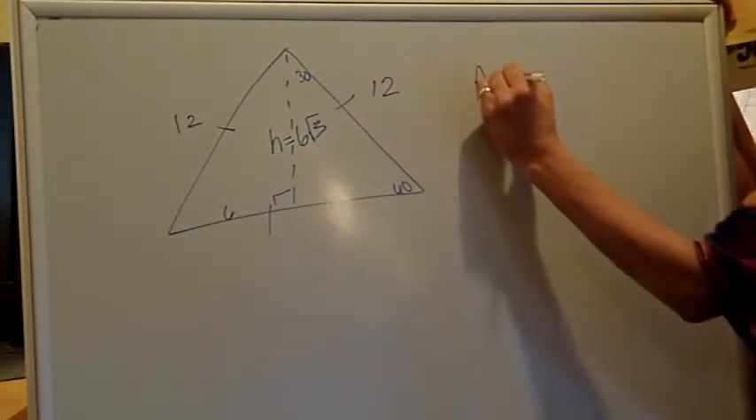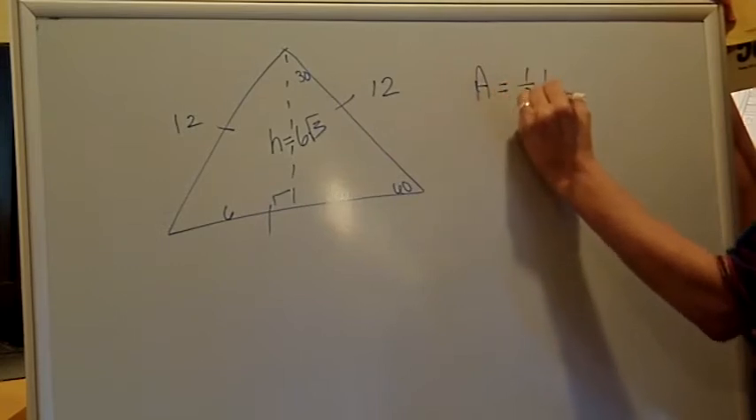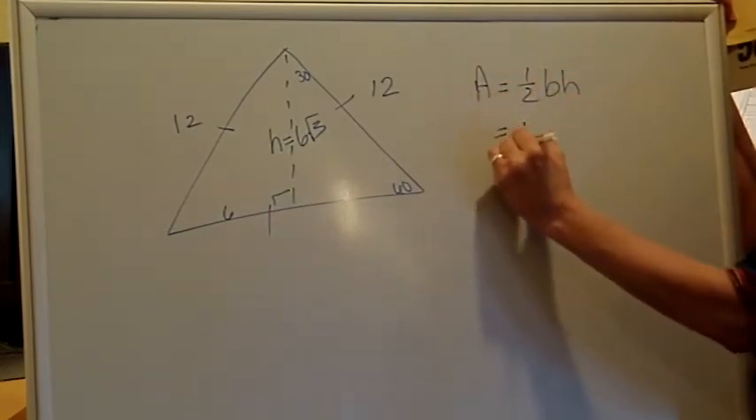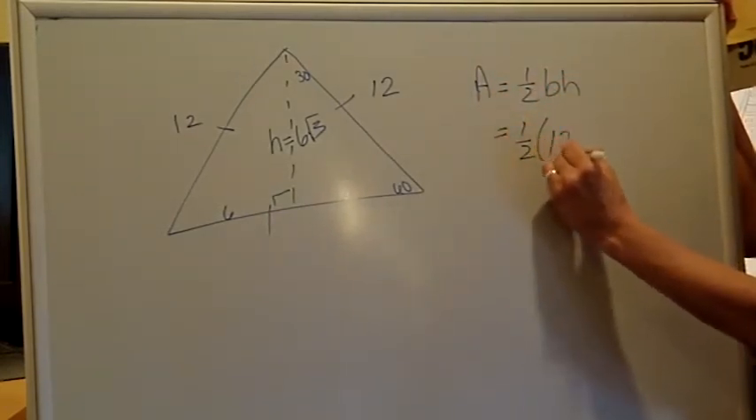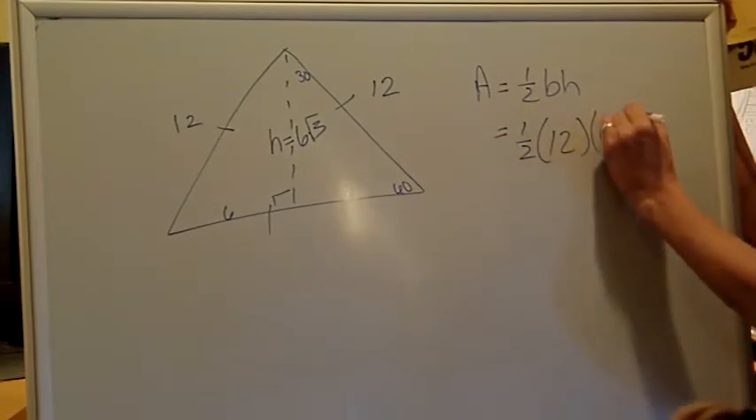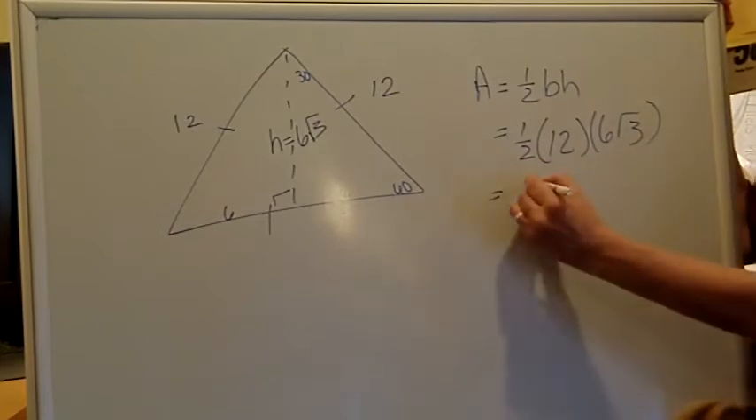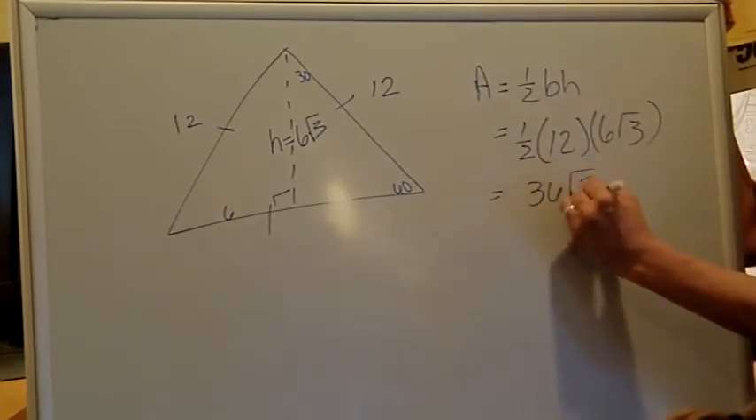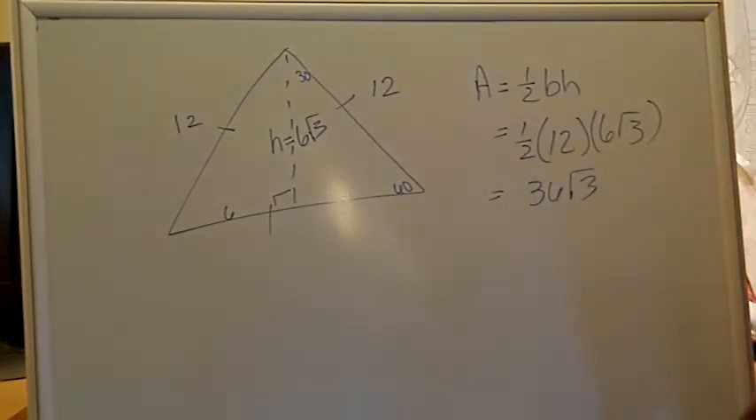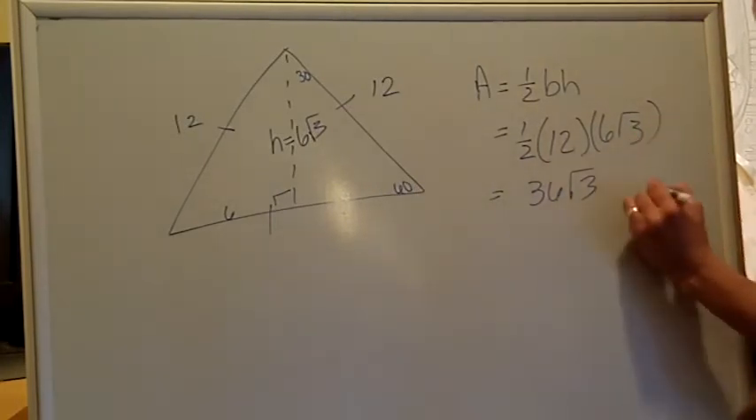Area of a triangle is 1/2 base times height. The base times height divided by 2, however you want to write it. 1/2 of 12 times 6 square root of 3. Half of 12 is 6. 6 times 6 is 36. 36 square root of 3. Is that one of our choices, or do we need to multiply it out? That's one of our choices.